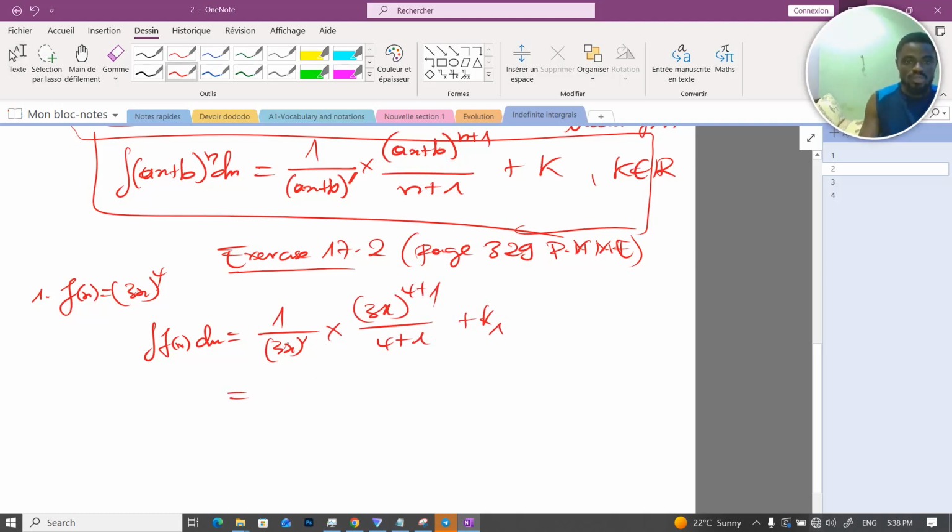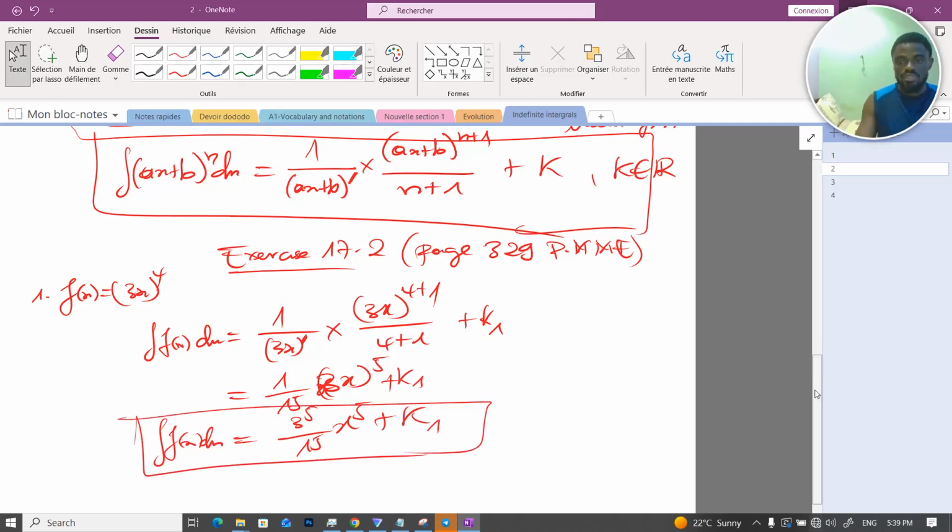This will be equal to what? The derivative of this is what? Simply 3. So here we're going to have 5. So 3 times 5, this will be 15. 15x, 3x to the what? 3x to the 5. You understand? So this will be simply equal to 3 to the 5th all over 15 times x to the 5th plus our constant of integration. Never forget the constant of integration, because here we're dealing with primitives, not definite integrals.